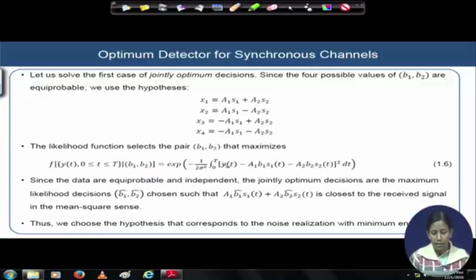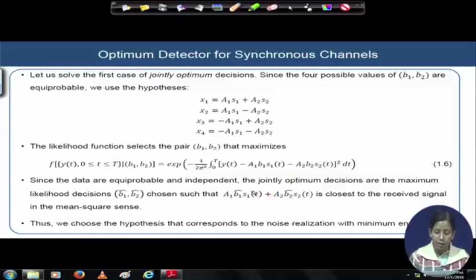And as we understand, B1 and B2 are equiprobable and independent. The joint optimum decisions are basically the maximum likelihood decisions equivalently. They are chosen in such a way that the combined effect, A1 B1 estimate 1 plus A2 B2 estimate 2, will be very, very close to the transmitted signal, equivalently the received signal, in the minimum mean square error sense.